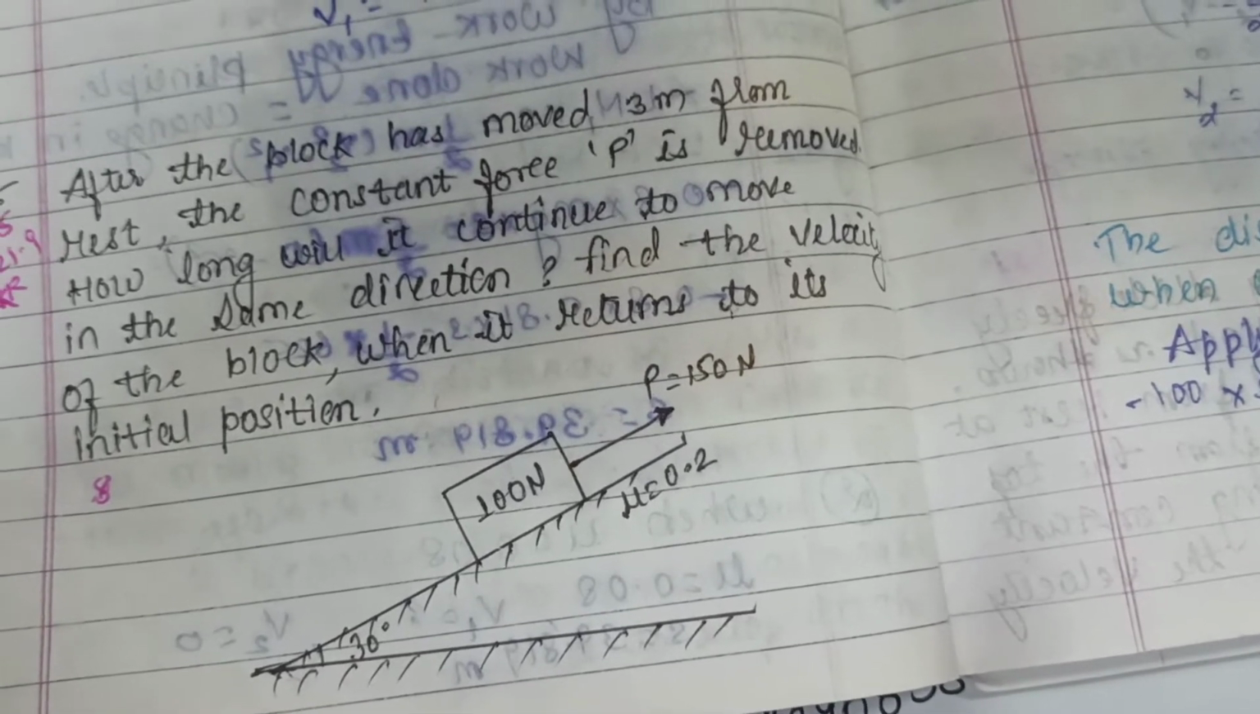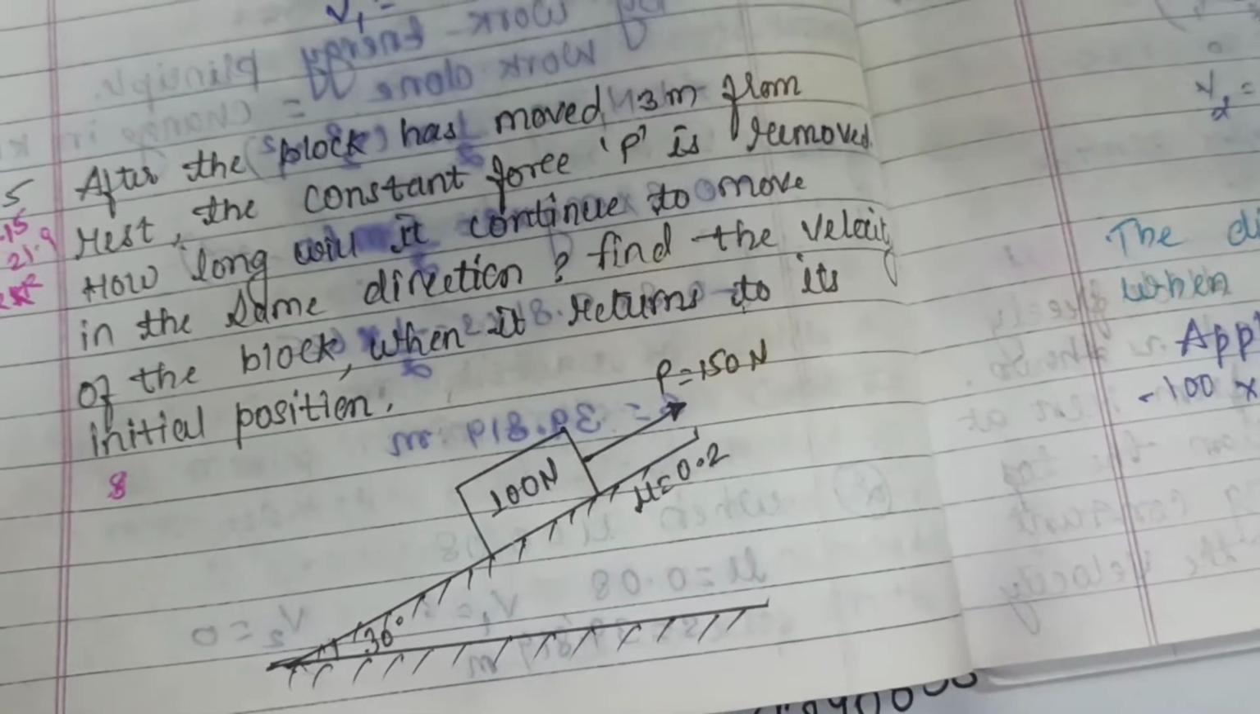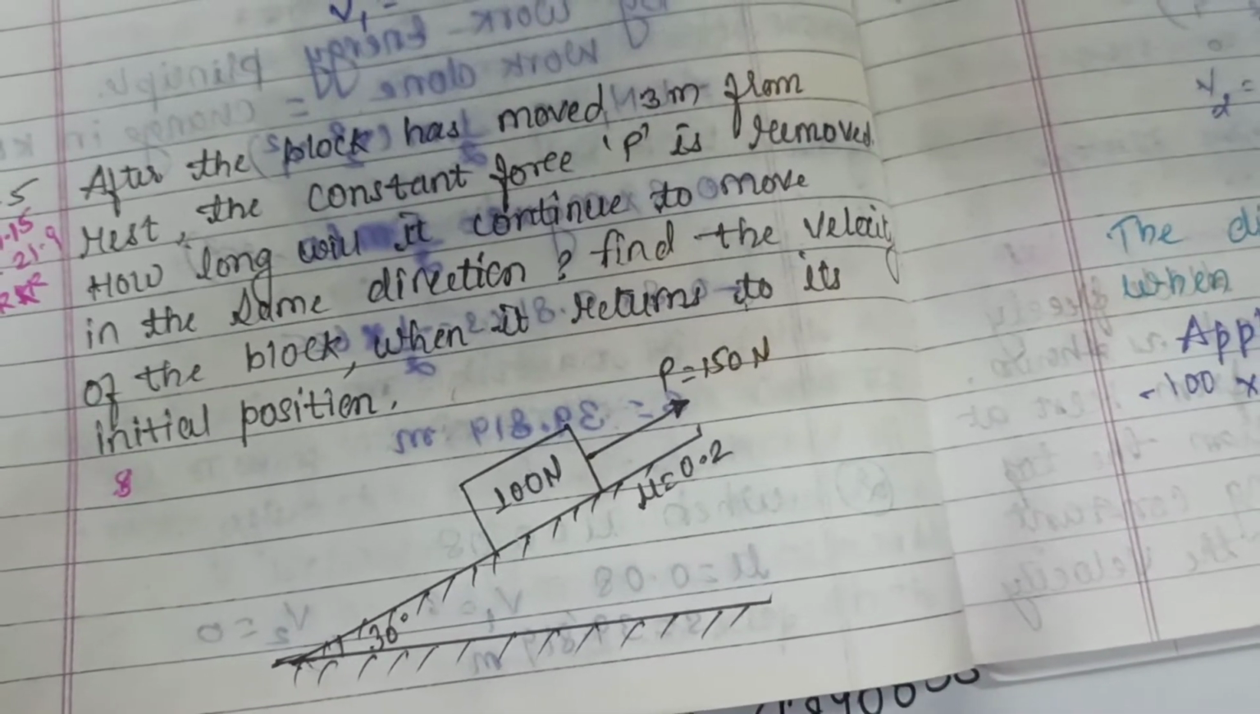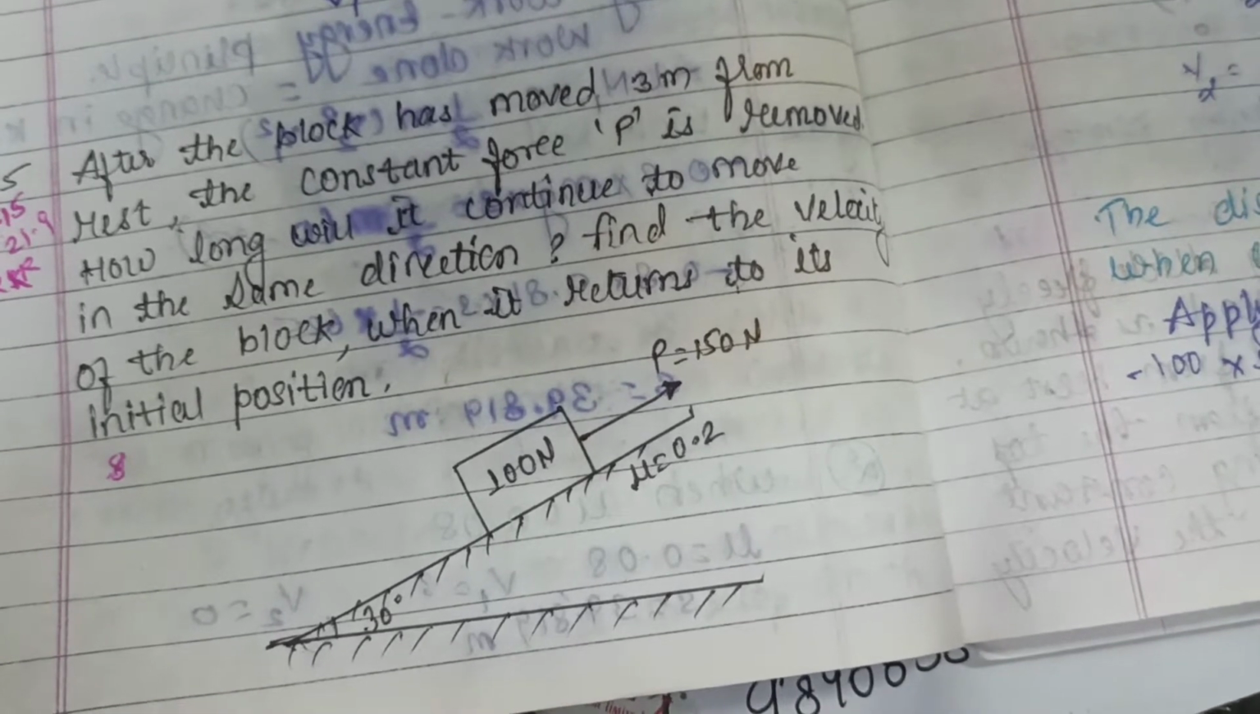The question is, after the block has moved 3 meters from rest, the constant force P is removed. How long will it continue to move in the same direction? Find the velocity of the block when it returns to its original position.